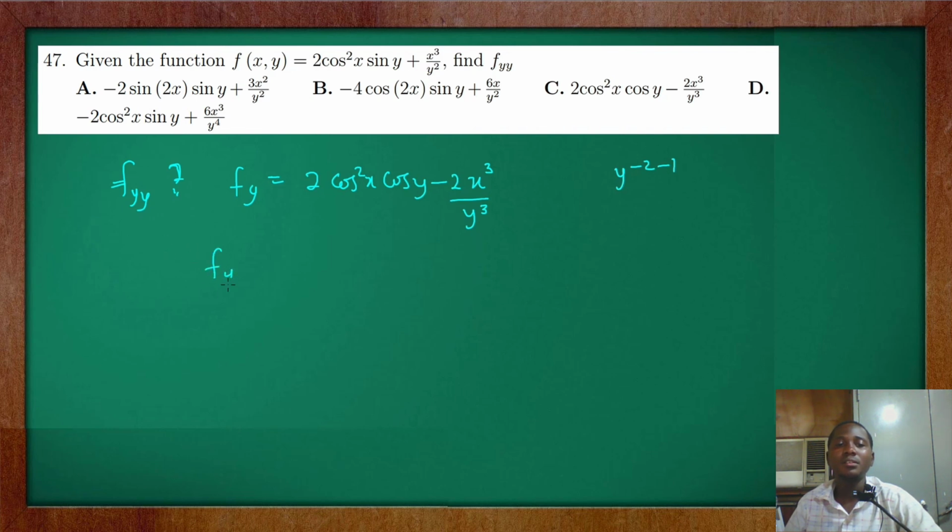Then the second partial derivative, that means if you differentiate, you have minus 2 cos squared x sine y, because if you differentiate cos y partially with respect to y, you are going to have minus sine y. And this is y raised to the power minus 3, multiply, that means you have plus 3 times 2 gives us 6, then x cubed over, subtract 1, you have y raised to the power of 4. So that means the correct answer to this question is Option D.